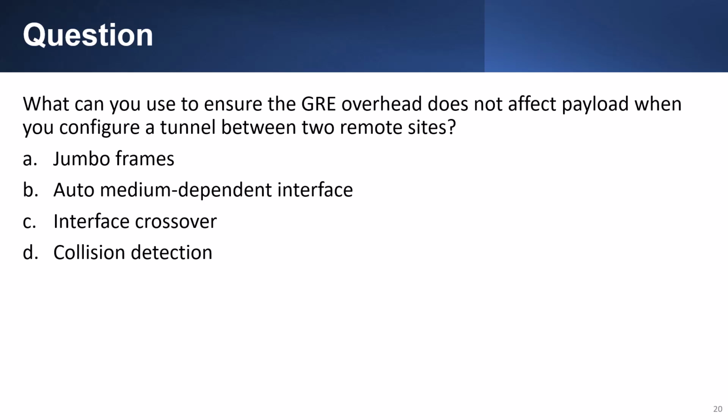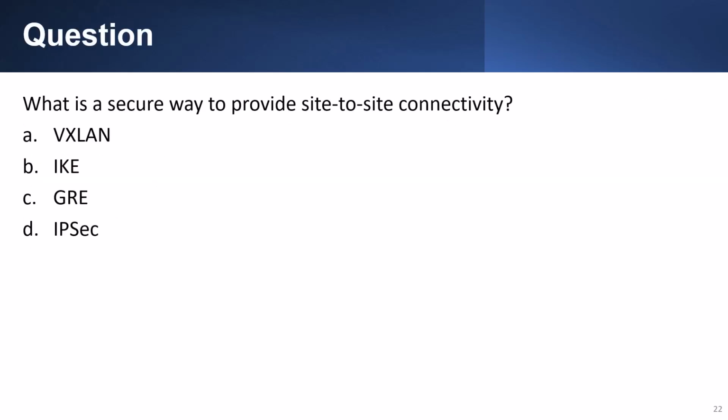Question: what can you use to ensure the GRE overhead does not affect payload when you configure a tunnel between two remote sites? Answer: jumbo frames. Question: what is the secure way to provide site-to-site connectivity? Answer: IPSec.